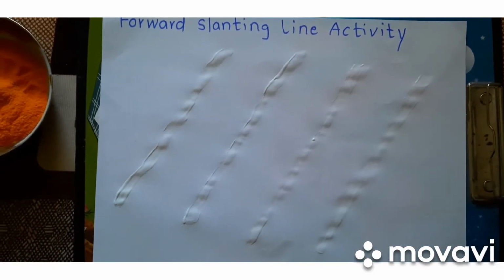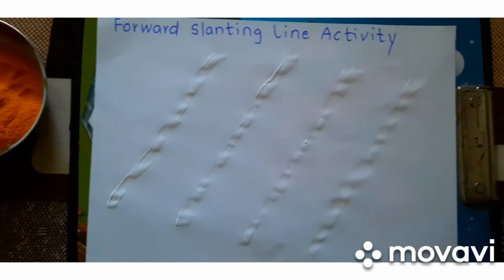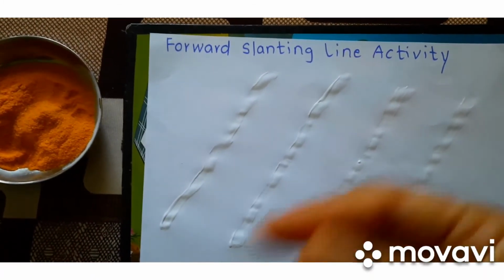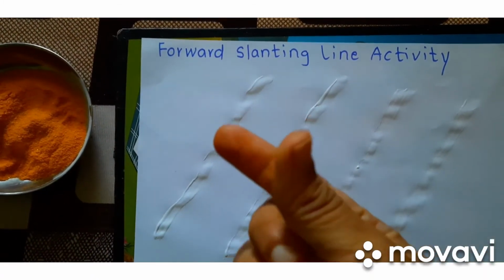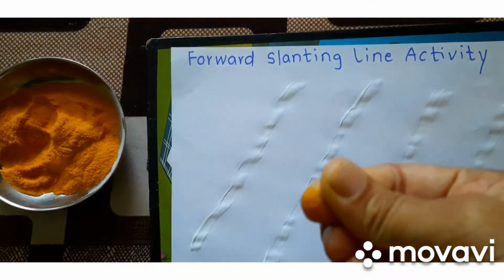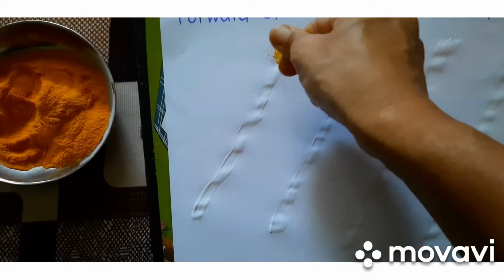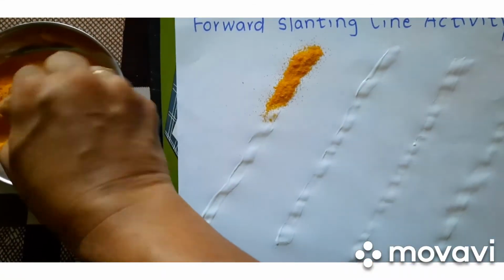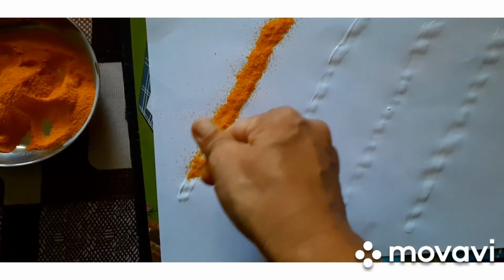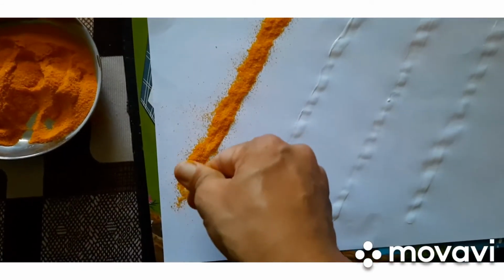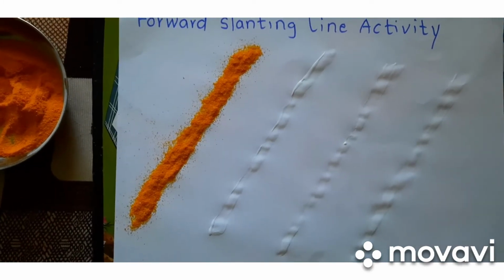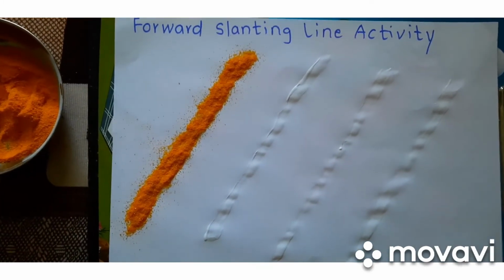See, I have spread the Fevicol. Okay? Now, here comes the interesting part. Now, with the help of these two fingers, you are going to take Rangoli in your pinch and you have to put it on this Fevicol. Okay? So like this, you are going to put the Rangoli on Fevicol. Okay? Wow! Can you see a forward slant line?